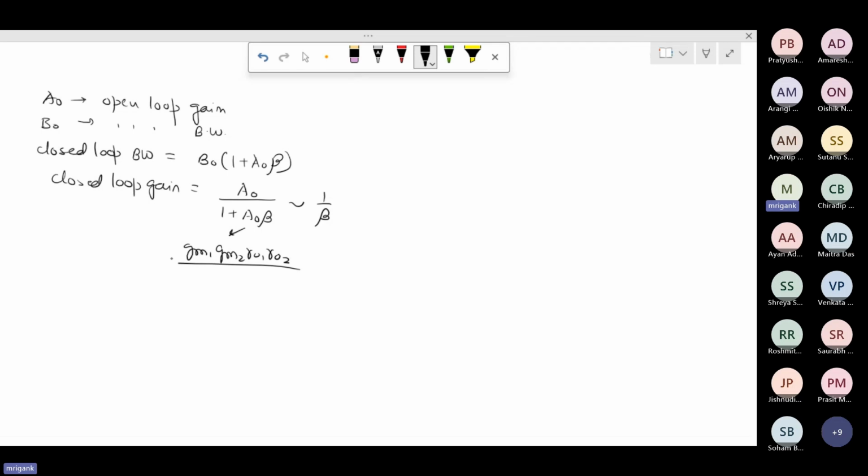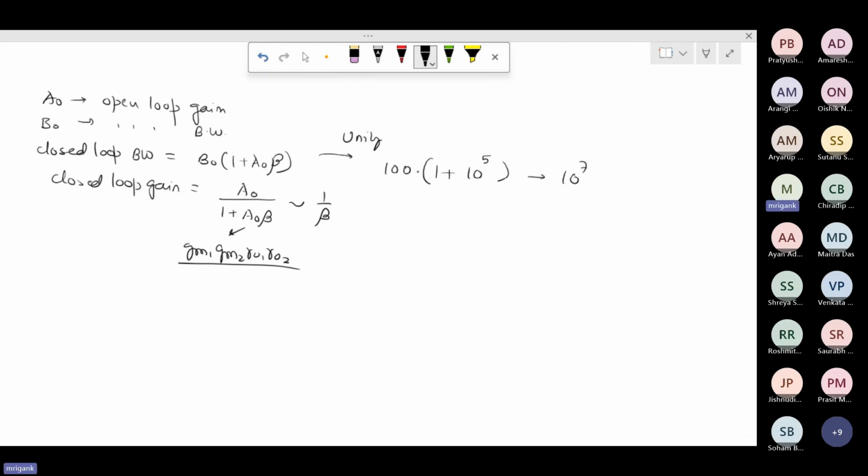So the bandwidth also gets an enhancement. Whatever bandwidth you get in the open loop case, the closed loop bandwidth will be 1 plus A naught beta times the open loop bandwidth. For example, for unity gain feedback, beta becomes 1, and A naught here is 10 to the power of 5, say. Your open loop bandwidth was how much? Suppose 1 kilohertz. So what is the closed loop bandwidth? We are getting something like 10 to the power of 7 hertz, which is high.